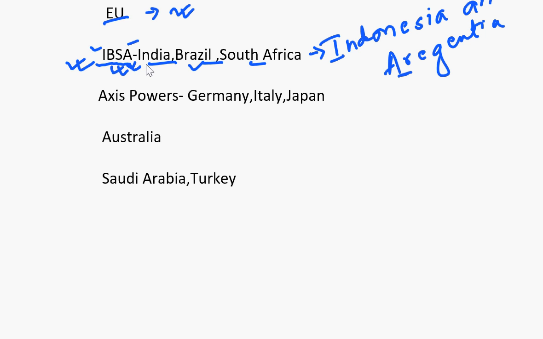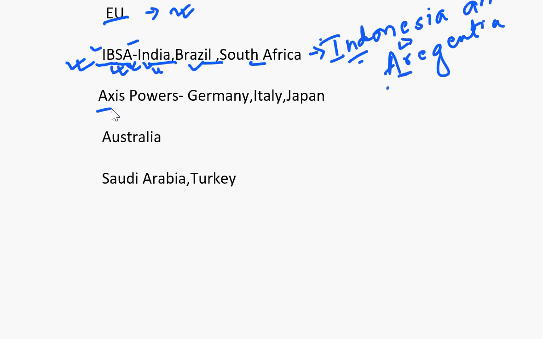Again, in this IPSA grouping, through the name India, you can also remember Indonesia, as IND would refer to India and IND would refer to Indonesia. But these two countries, again, I am saying, making it clear that Indonesia and Argentina are not part of IPSA. Just a way of remembering.